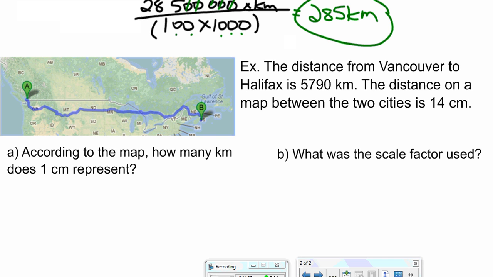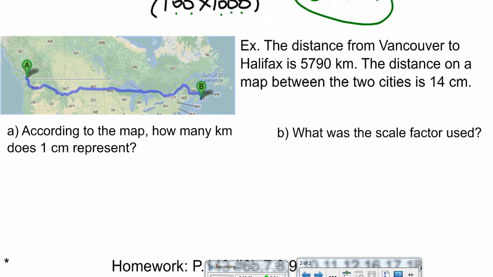Last example says the distance from Vancouver to Halifax in real life is 5,790 kilometers. The distance on the map is 14 centimeters. Okay, so 14 centimeters, but this is how many kilometers it actually is. So, according to the map, how many kilometers does 1 centimeter represent? And what was the scale factor used? You're going to try those on your own as well, and we're going to check them tomorrow.